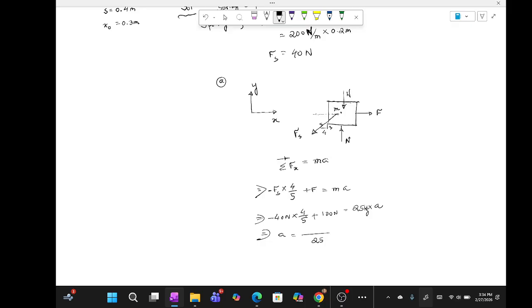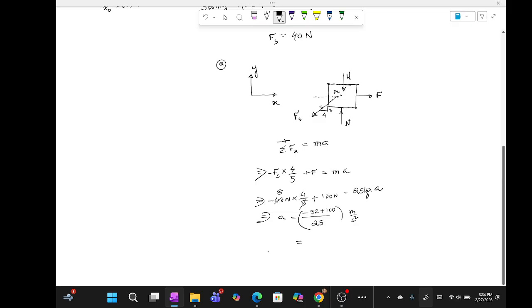So this one would be 8. So minus 8 multiplied by 4 is 32, right? Plus 100. And the whole thing would be what? Like meter per second squared. And then what is the value you got, Alyssa? 2.614. Is that the calculation the same way you did?